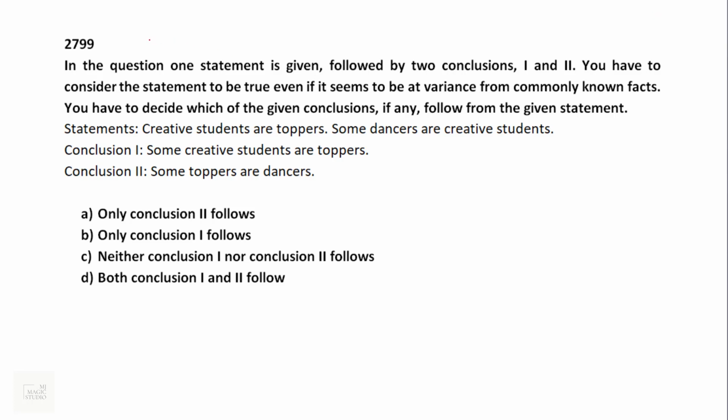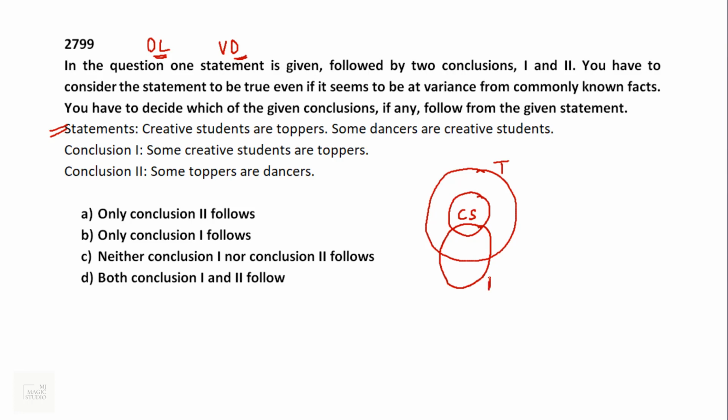Again, one more question from deductive logic, and we know the drill. I would be following Venn diagrams again. Statement says, creative students are toppers. Creative students, these students are toppers. Some dancers are creative students. So for dancer, we can have this. And here we can see some dancers are creative students.